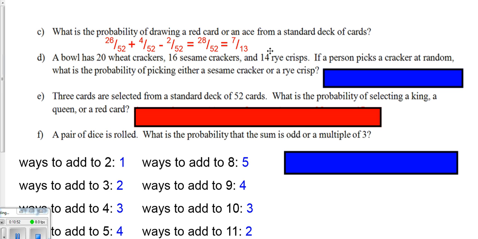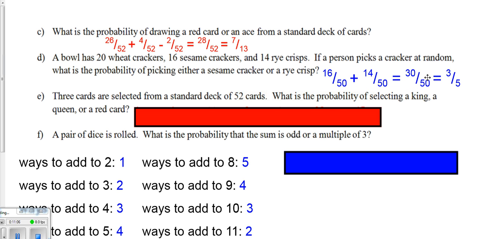A bowl has 20 wheat crackers, 16 sesame crackers, and 14 rye crisps. If a person picks a cracker at random, what's the probability of picking either sesame or rye? Well, probability of getting sesame is 16 out of 50. There are 50 crackers total, and there are 16 of them as sesame. There are 14 rye crisps, so 14 out of 50. So 16 out of 50 plus 14 out of 50 is 30 out of 50, which reduces to 3/5. We have a 3/5 chance of getting either sesame or rye.